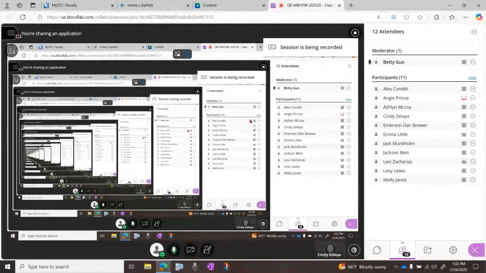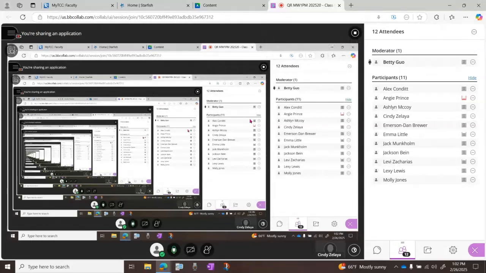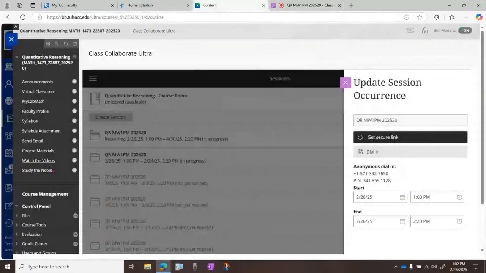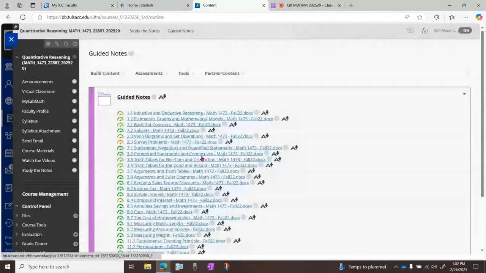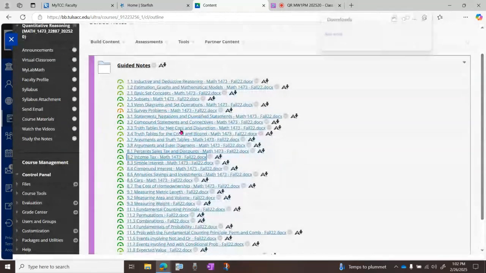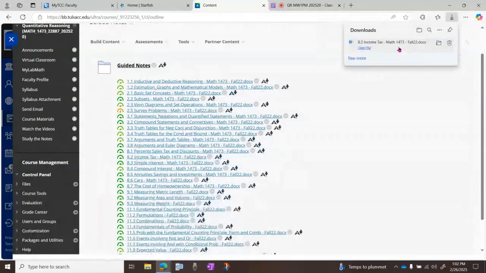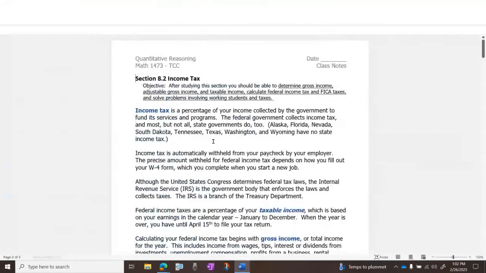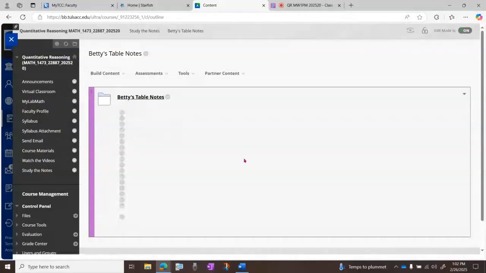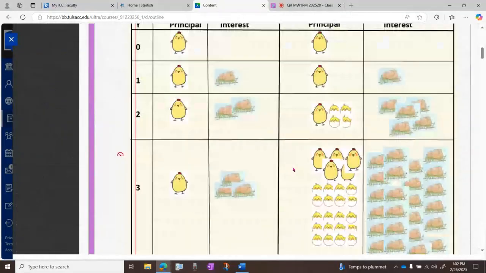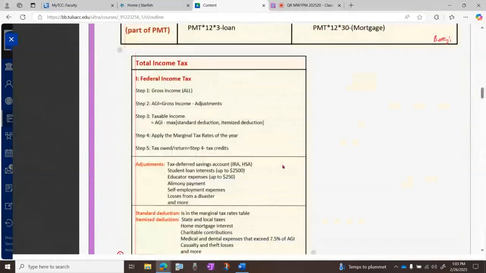Based on the syllabus today, we are supposed to cover section 8.2, income tax. Let me get the note from the blackboard. Eight point two. And also, I'm getting the table note I made for this section. Income tax, this one.